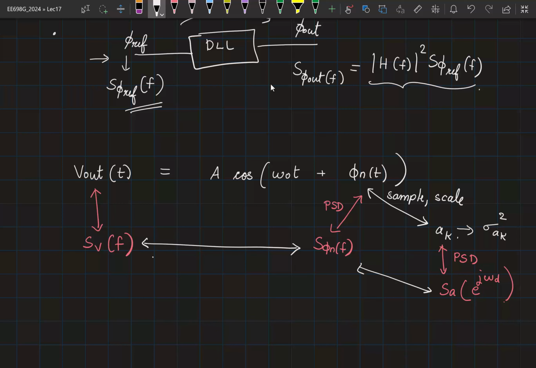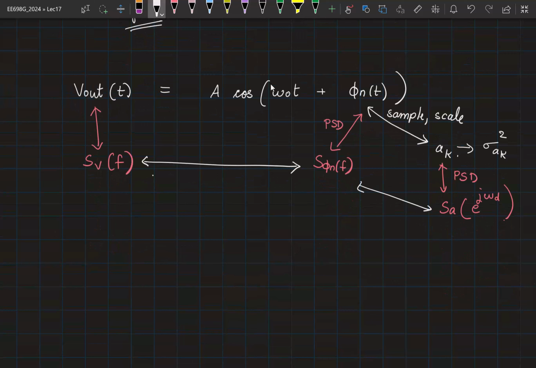In time domain, we understand the relationship. So let's also try and understand how they will look like in the frequency domain. Now the conversion from S phi n of f to SA of e power j omega d is very simple if you know the sampling theorem. Now I understand a lot of you are not familiar with the sampling theorem, but we can't get into that now. So I'll give this as a homework for those of you who have seen this in DSP.